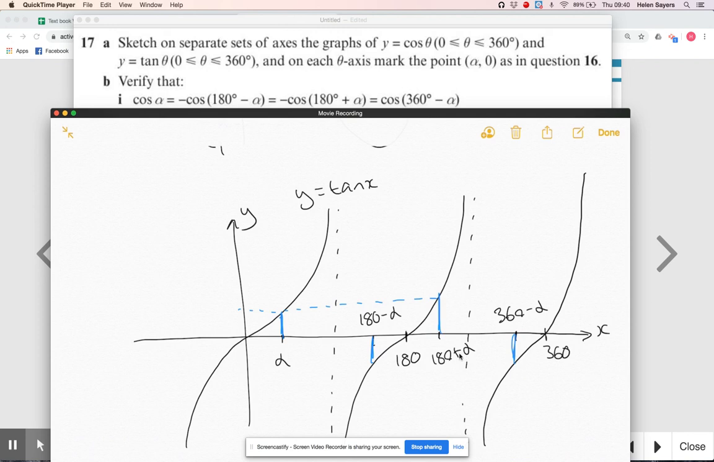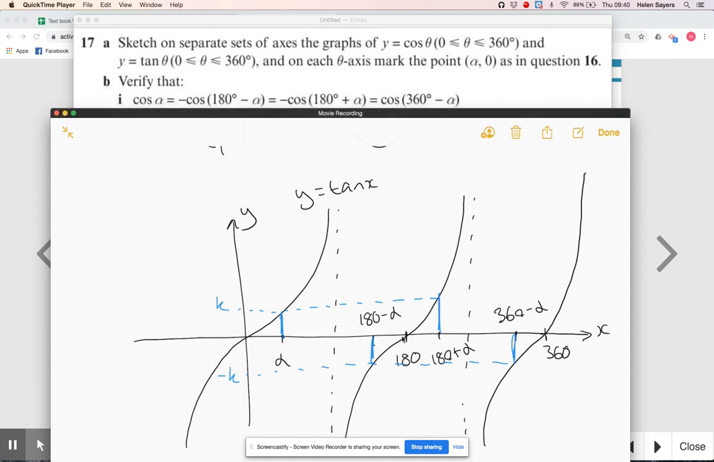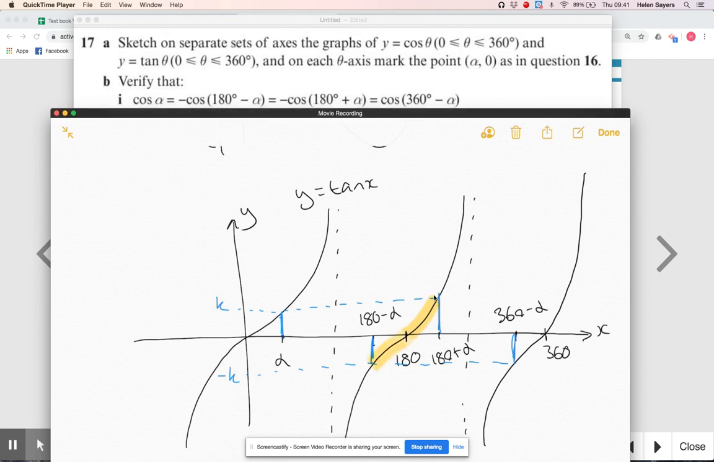tan of 180 plus alpha, and then the other two are both going to give us the same magnitude. So if that's k, that will be minus k, again because we've got rotational symmetry. We've got rotational symmetry about 180 and about 360. So that section of the graph and that section of the graph, if that's going up to k and that distance is alpha, that's going to go down to minus k because that distance is also alpha.